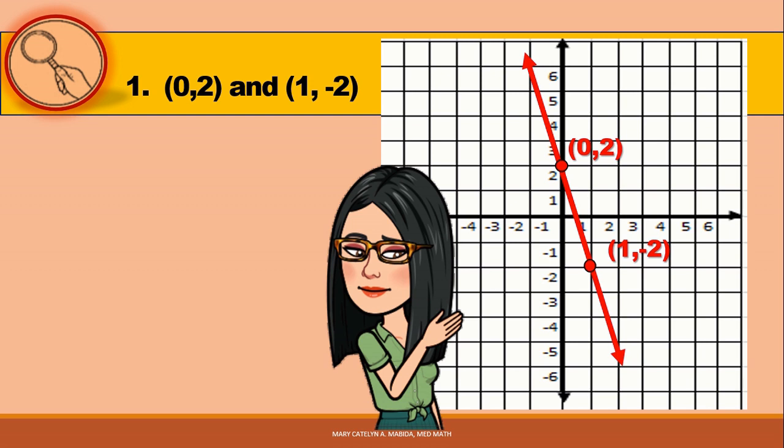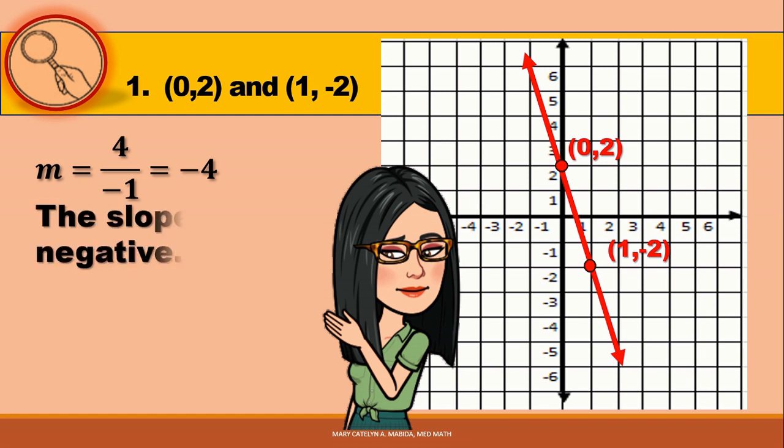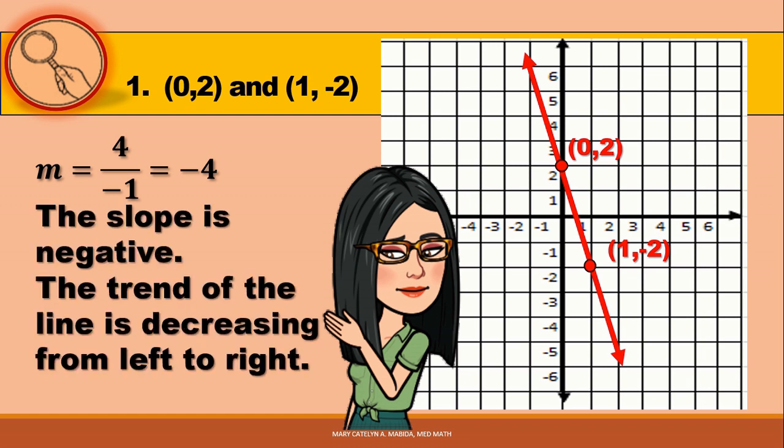Now let us determine the slope, which is from point (1, -2). We rise 4 units and then run 1 unit to the left to (0, 2). Therefore, m is equal to 4 over -1, or the slope is -4. The slope is negative. Therefore, the trend of the line is decreasing from left to right.